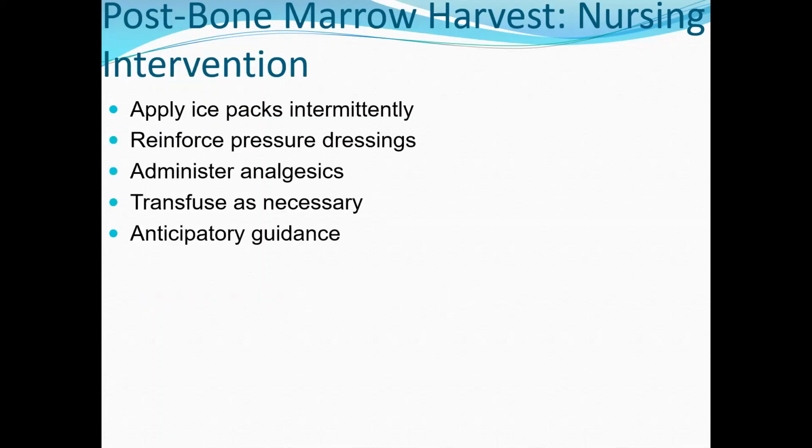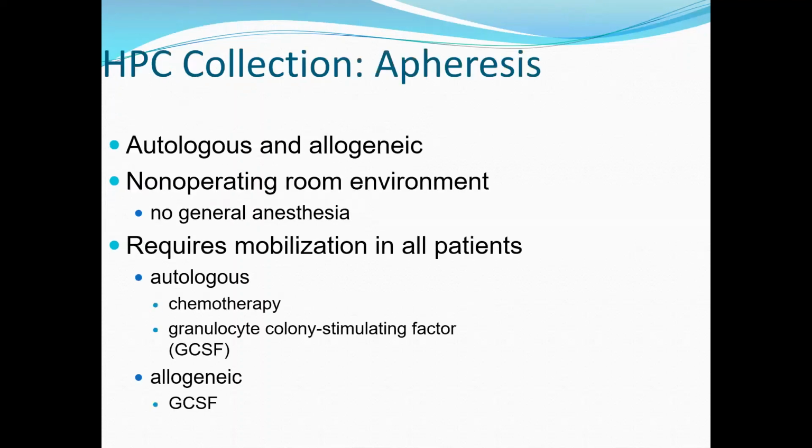So post-marrow harvest nursing intervention: we apply an ice pack intermittently, reinforce the pressure dressing, administer analgesia as required, transfuse as necessary, and give discharge guidance. HPC collection by apheresis, autologous and allogeneic. This one is a non-operating-room environment, no general anesthesia required. For mobilization, for all autologous patients we use chemotherapy and the granulocyte G-CSF, and for allogeneic we need G-CSF.